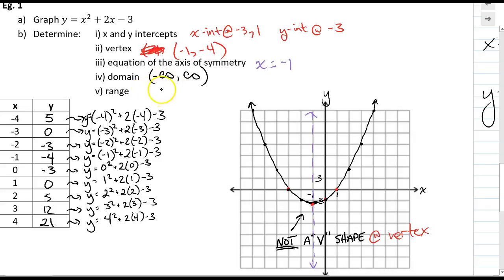My range will be starting at the bottom of my parabola in this case. So starting at -4 and going all the way up to +infinity. So square bracket because it's an actual point, -4 and +infinity.